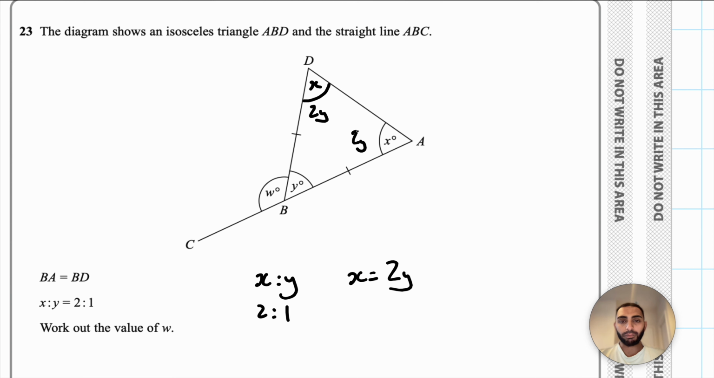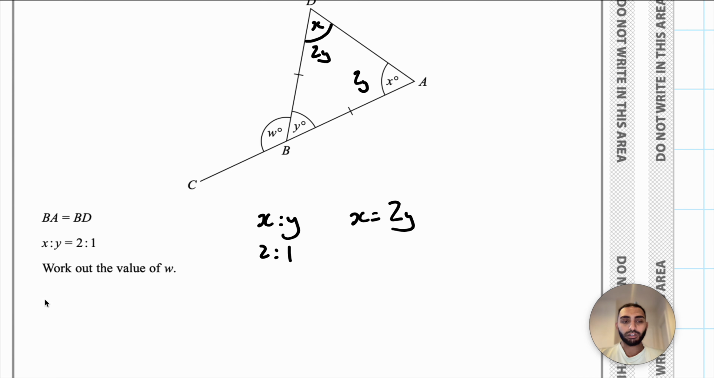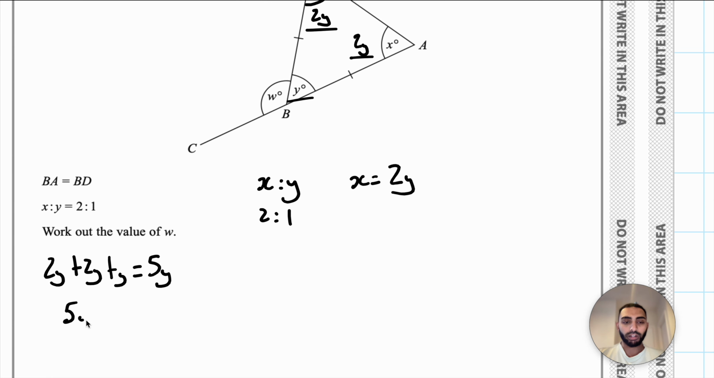And I've got a triangle, and all of the letters are the same, which is good, so I can solve it. If there were different letters, I wouldn't be able to solve it. I'm going to collect up all my Y's. 2Y plus 2Y plus Y. So 2 lots of Y plus 2 lots of Y is 4 lots of Y, plus 1 lot of Y, which is 5 lots of Y. So 5Y, that's going to be equal to angles in a triangle. So 5Y is equal to 180.